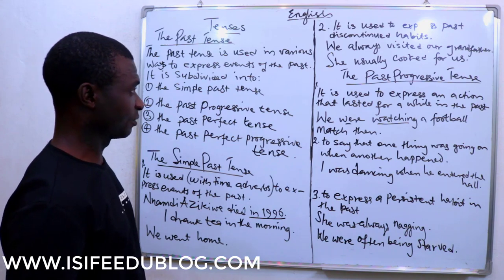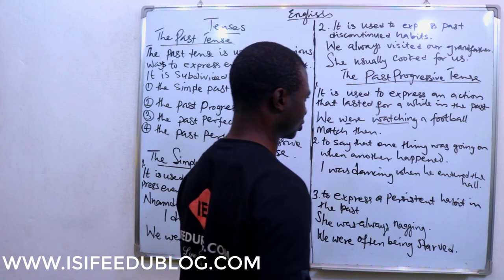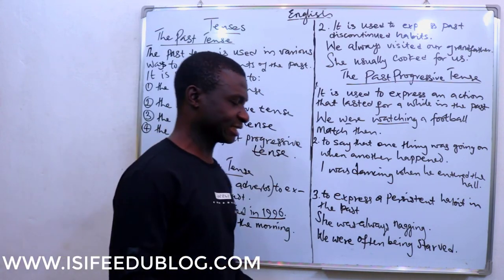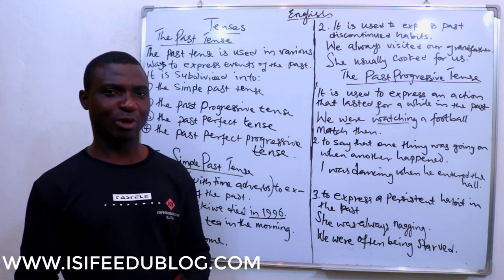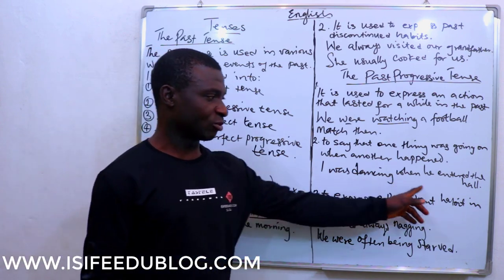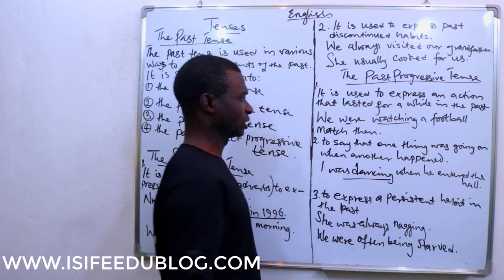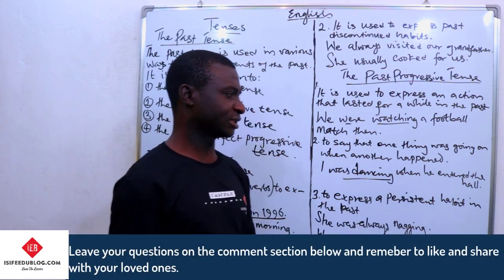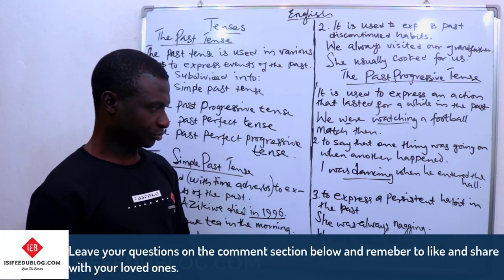So the second function of the past progressive tense is to say that one thing was going on when another happened. Two events. One was taking place, then the second happened while the first one was still ongoing. I was dancing when he entered the hall. I was dancing is the one we're interested in here. I was dancing, then something else happened when he entered the hall.